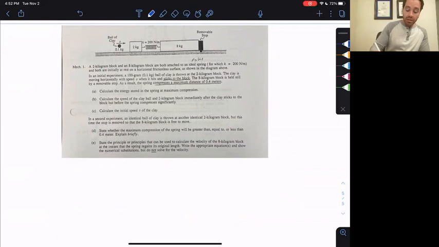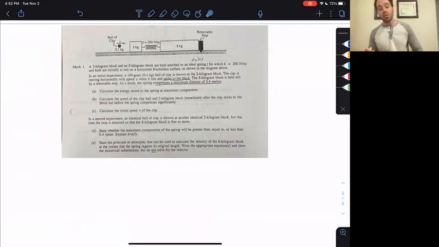So this says, state the principle or principles that can be used to calculate the velocity of the 8-kilogram block at the instant that the spring regains its original length. This regains its original length thing is going to be important. We're going to come back to that. Write the appropriate equation or equations and show the numerical substitutions, but do not solve for the velocity.